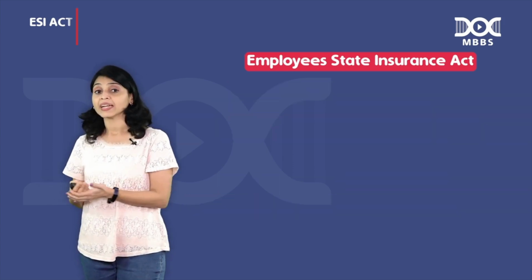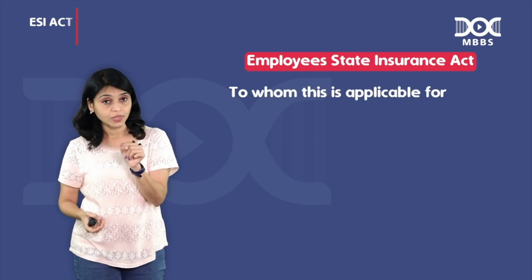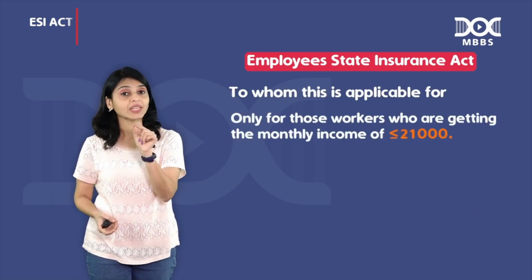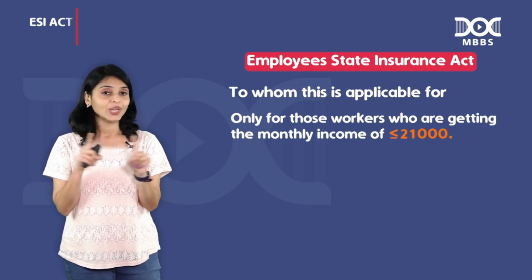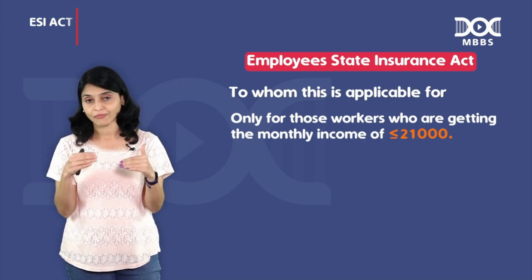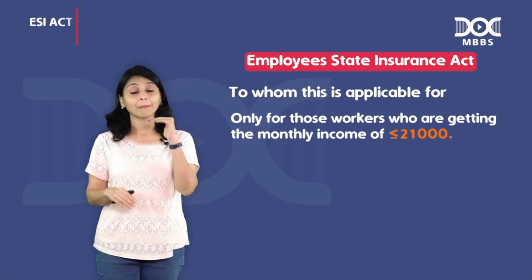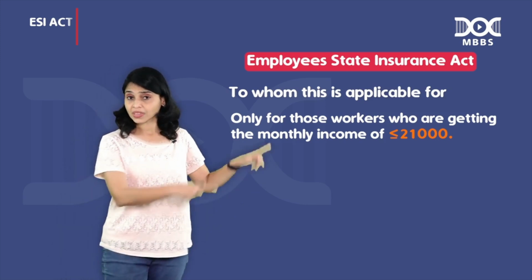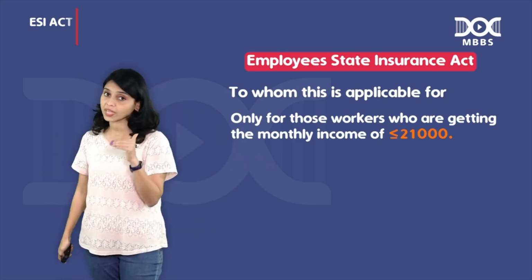Okay, and another thing is, this is applicable only for those workers who are getting a monthly income of 21,000 or less. That means if your monthly income is 22,000, you will not come under this benefit. You get coverage under ESI only if your monthly income is 21,000 or less. Okay, so these things you have to keep in your mind. This is the scope of ESI.